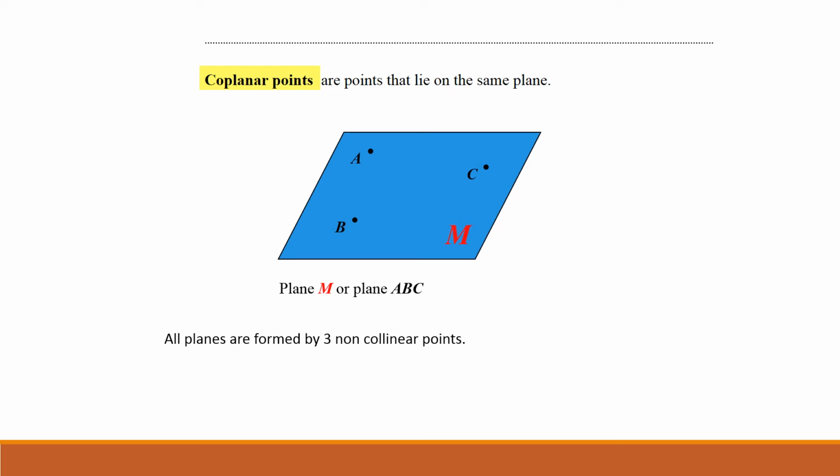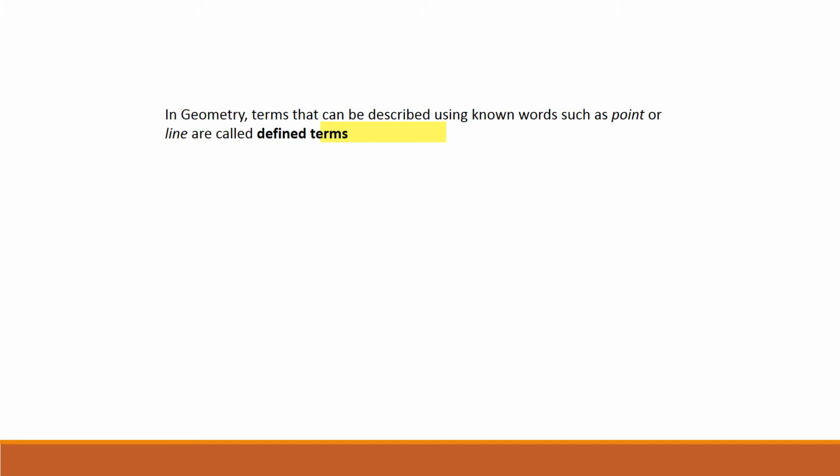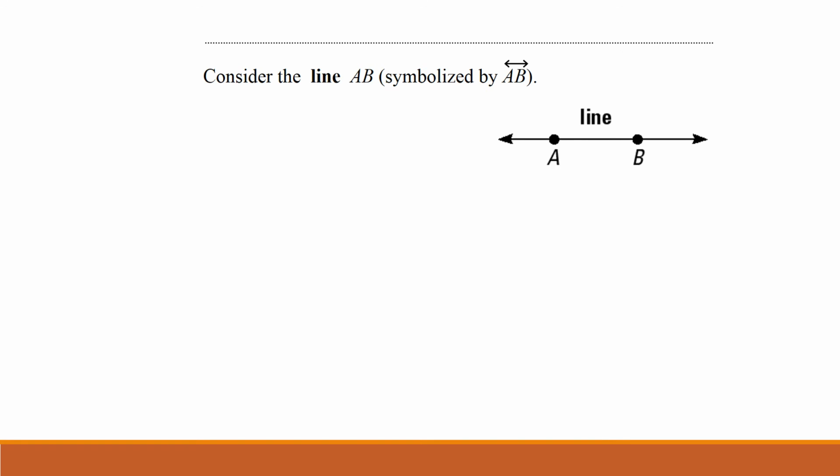All planes, as I said, are formed by 3 non-collinear points. In geometry, terms that can be described using known words, such as point or line, are called defined terms. Now, this is where we're getting into our other known figures that use points and lines, like line segments and rays. Those are defined because line segments we can measure. Rays start at a point, and then go infinite, so therefore we can give it some kind of meaning.